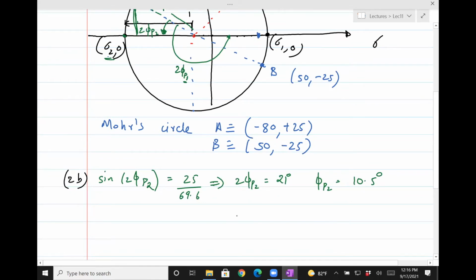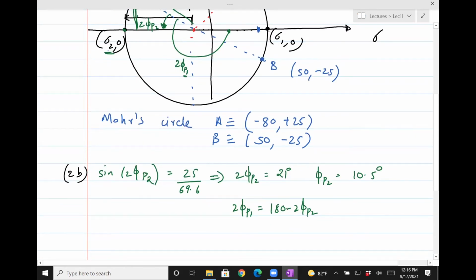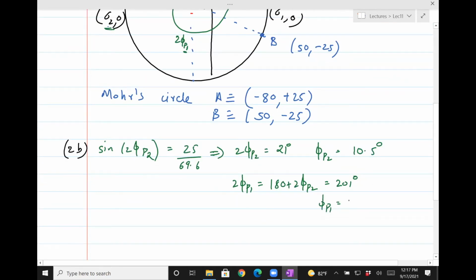If you want to find phi P1, 2 phi P1 equals 180 minus 2 phi P2. You can just observe that from the figure, right? They are 180 degrees apart. Sorry, my bad. It's 180 plus, not minus. So that comes out to be 201 degrees. So phi P1 is half of that, 100.5, I think.